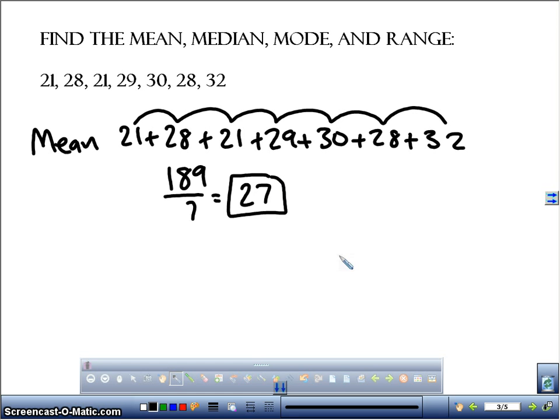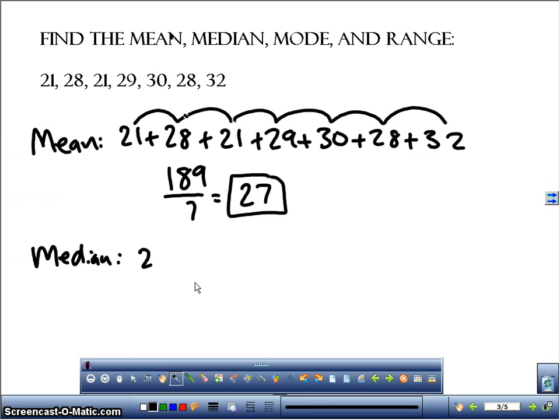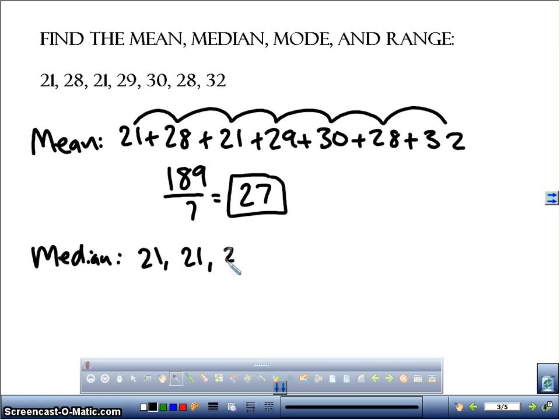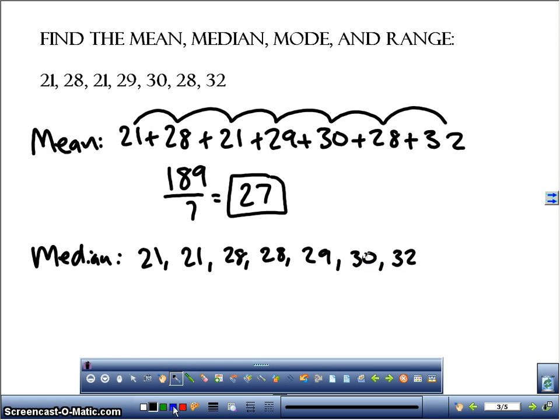All right, the next thing we're going to find is the median, or the middle number. I do that by putting my numbers in order and then finding the middle. So I've got a couple of 21s. I'm going to put those in order. My next biggest number is 28, and I've got a couple of those. And then I have a 29, and I have a 30, and I have a 32. All right, now what I'm going to do is count in from the edges until I get to the middle.